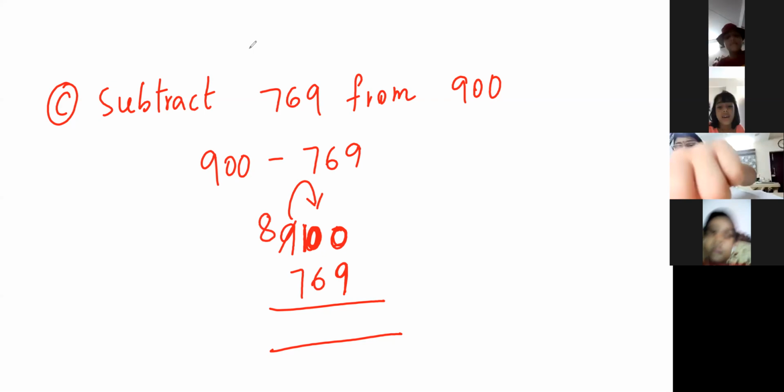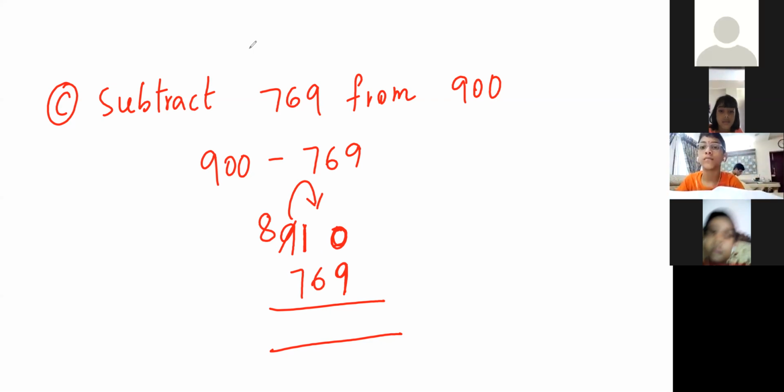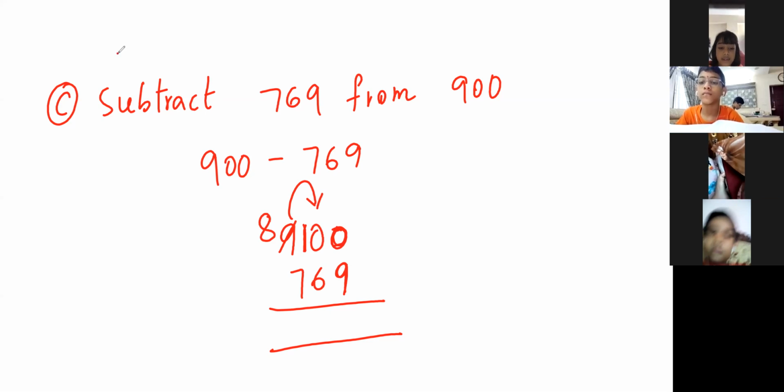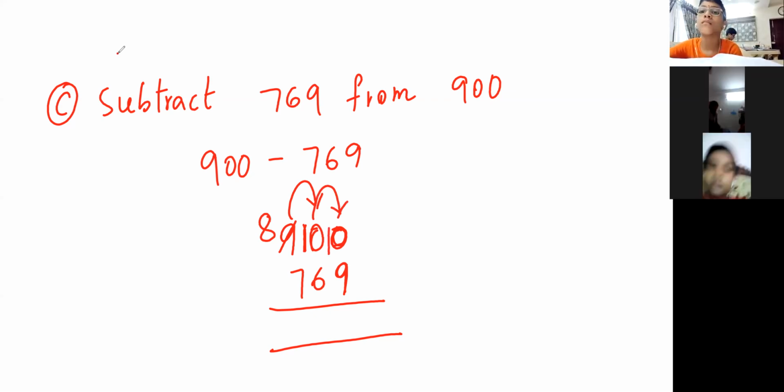Now we have 10 here, right children? From this 10, again we can take borrow to 0. So here if we take one borrow, this became 10 and this 10 will not remain as it is, right? As 1 got reduced from it, 10 minus 1 is how much? It's 9. So 10 became 9 here and this units place became 10. In the tens place it is 9 and in the hundreds place it is 8.